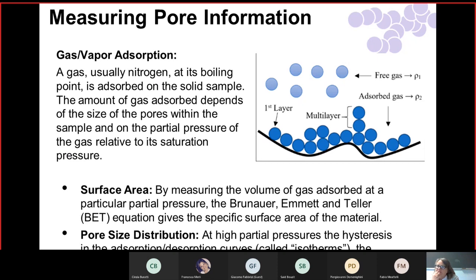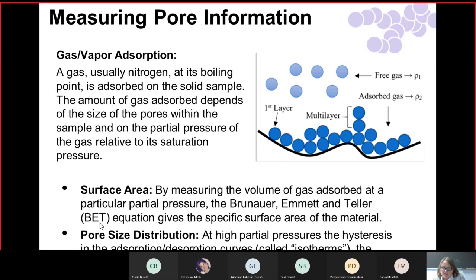And so from that, you can get two important things. One is the surface area, and I'll go into some detail about how that is done. The surface area is determined by calculating the volume of the first layer of the gas on that solid. It's called the Brunauer, Emmett, and Teller, or BET equation, which gives a specific surface area of the material. And so people often talk about the BET surface area, and I'll go through that calculation.